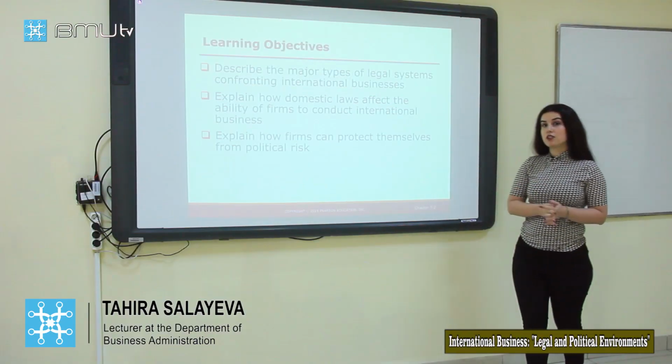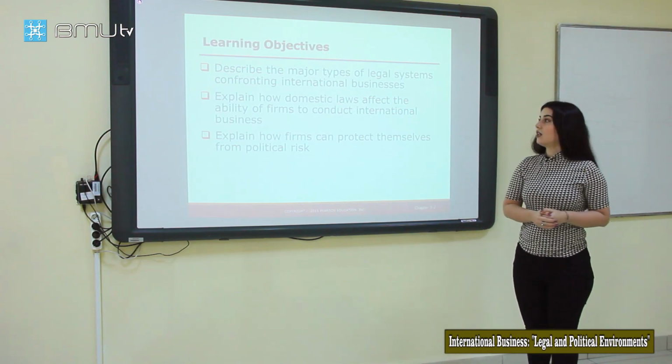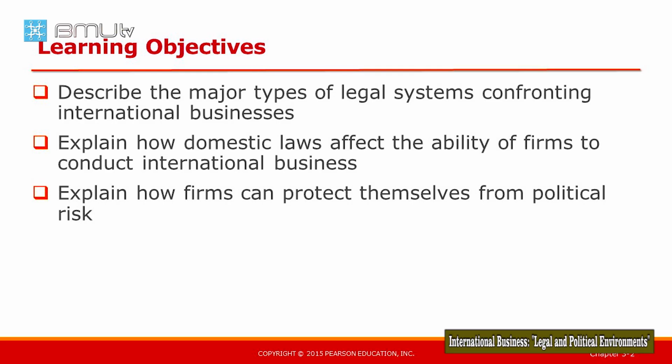What we will learn in this chapter, the learning objectives, are to describe the major types of legal system confronting international businesses, explain how domestic laws affect the ability of firms to conduct international business, and explain how firms can protect themselves from political risk.